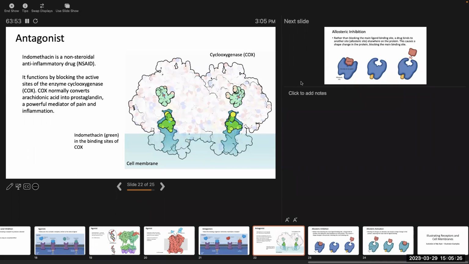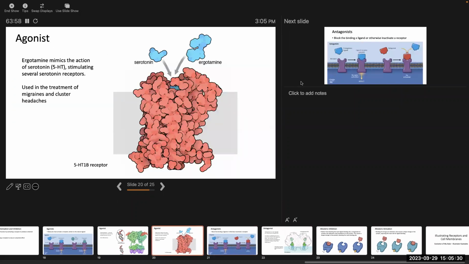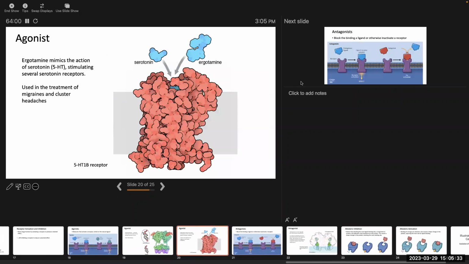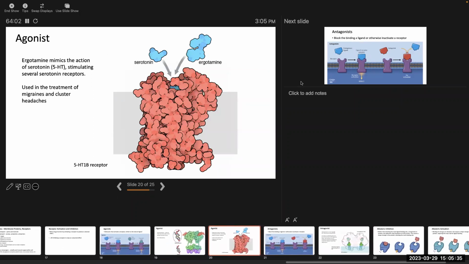Now, in the cases of these agonists and antagonists that I've shown, waiting for the screen to catch up with me. I don't know why it has that lag.